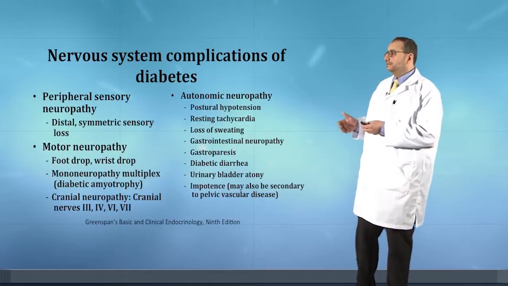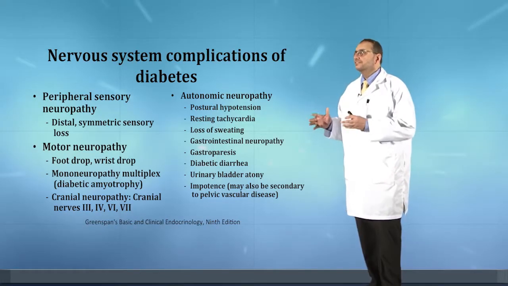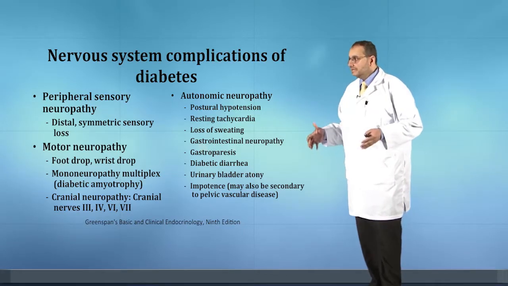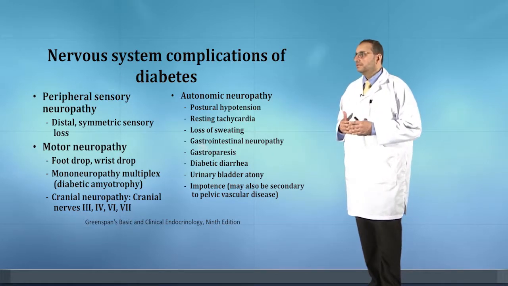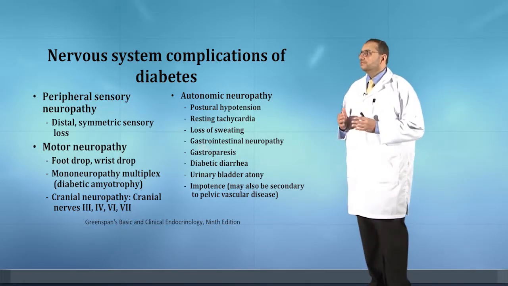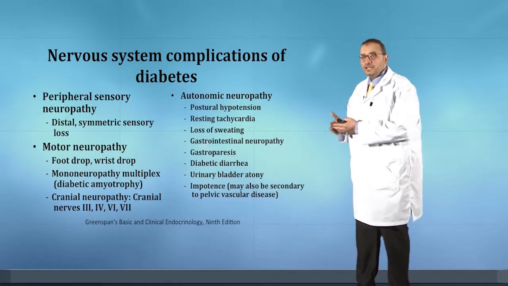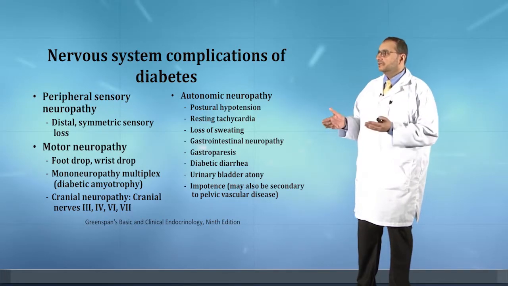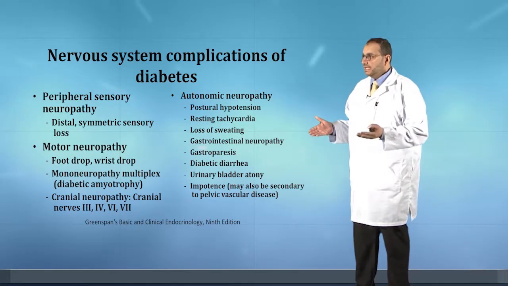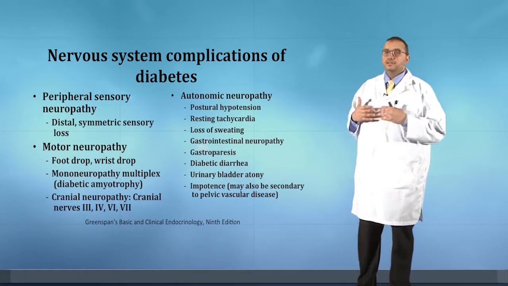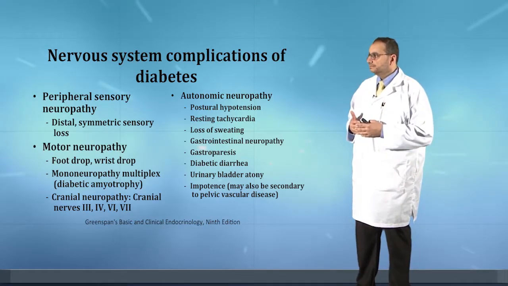So let's move on. The first and the most common one is peripheral sensory neuropathy, which is distal symmetric sensory loss. The second type is the motor neuropathy, which is foot drop, wrist drop, mononeuropathy, and cranial neuropathy. It can occur as neuropathy in cranial nerve 3, 5, 7, which is most commonly seen.